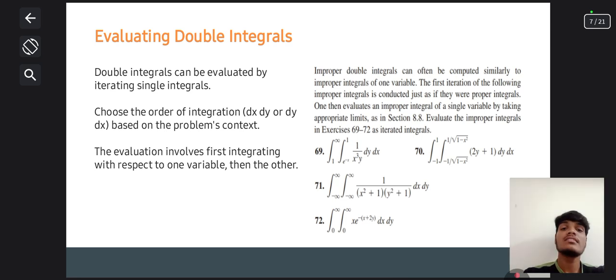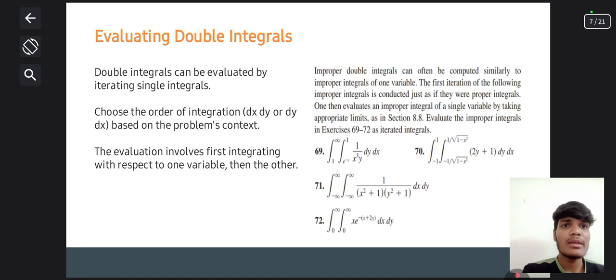Evaluating double integrals. When we want to evaluate a double integral, there is a method displayed on the screen. Double integrals can be evaluated by iterating single integrals. Choose the order of integration, dx dy or dy dx, based on the problem context. The evaluation involves first integrating with respect to one variable, and after evaluating that integration, we proceed with the other variable.